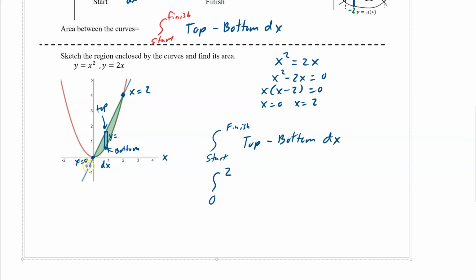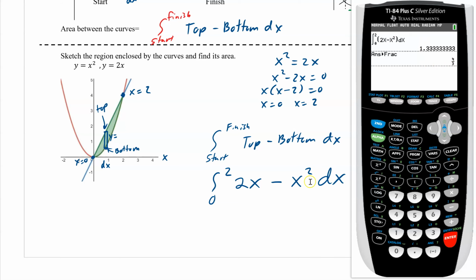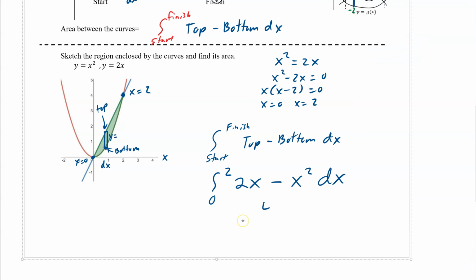So on these, you're going to have to graph them to figure out which is higher. There is another way, but graphing is the best. So our top function is 2x. Our bottom function is x squared. And then now we can just plug this in our calculator, and it gives us our answer. We can also do it by hand as well. But I want to make sure that you are doing these correctly, so I'd prefer you use a calculator for now. So plugging in our calculator, we end up with 4/3. And that's it. That's all you're going to be doing.